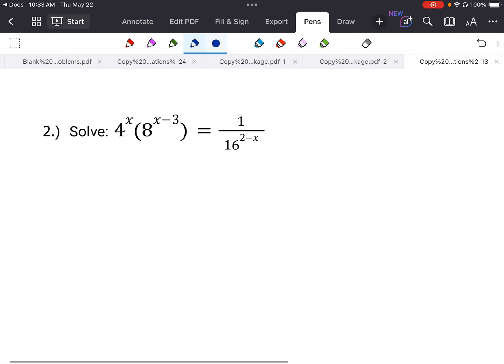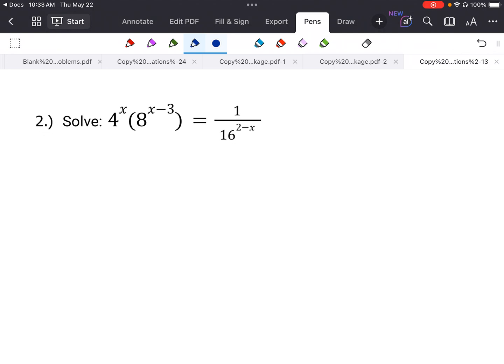Okay. Number 2, a little bit more difficult. Solve 4 to the power x times 8 to the power x minus 3 equals 1 over 16 to the power 2 minus x. So our smallest base here is 4, but 4 cannot exponentially go into 8. So the base we're looking for is not going to be 4. So we need to think of a base that, when using exponents, goes into 4, 8, and 16. And that, again, is going to be base 2.